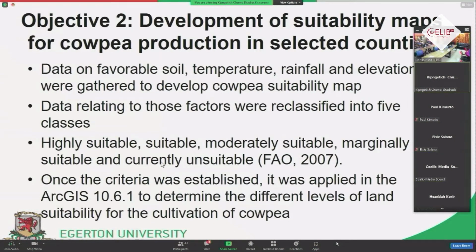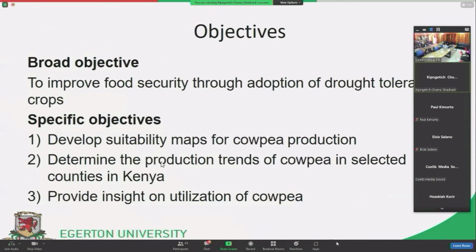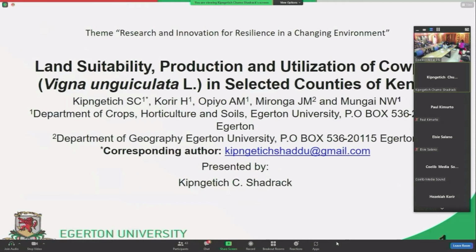So my name is Shadrach. I'm presenting on suitability, production, and utilization of cowpea in selected counties of Kenya. My co-authors are Nancy Mungai, Anadu Pio, Professor Mirionga, and Ezekiel Korir.